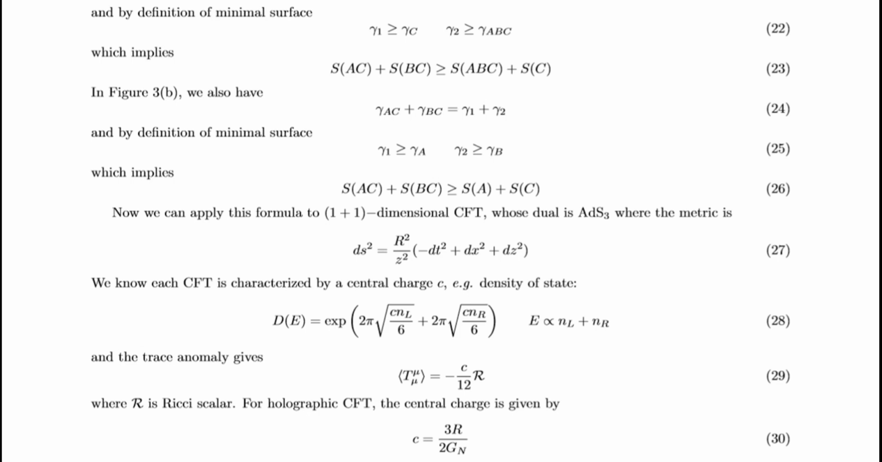Now we can apply this formula to a 1+1 dimensional CFT whose gravity dual is AdS3, where the metric is this. We know each CFT is characterized by a central charge c, a density of states, and the trace anomaly gives this, where R is the Ricci scalar. For a holographic CFT, the central charge is given by this.